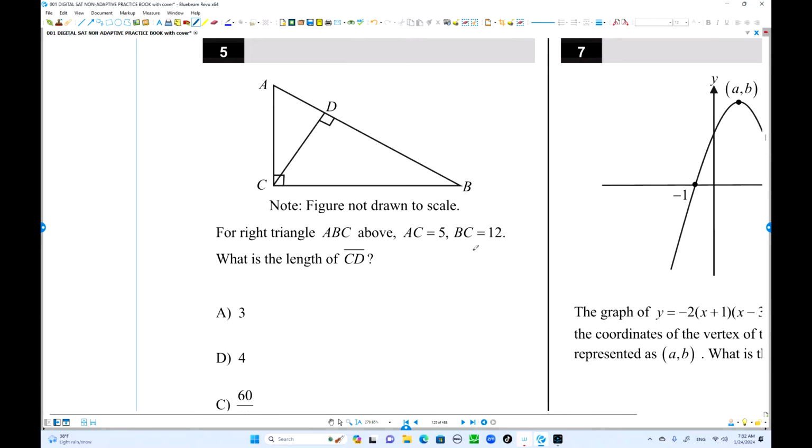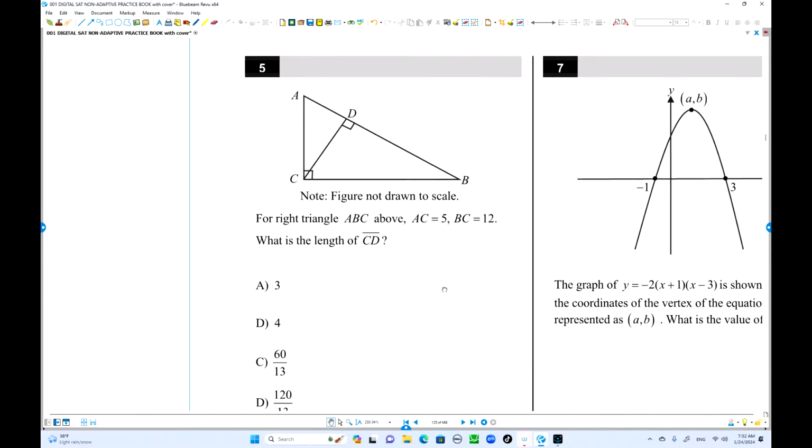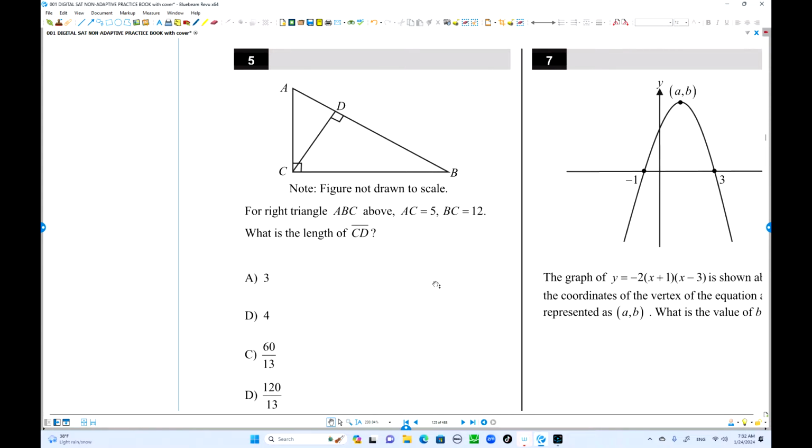Here we go, number 5. We have a right triangle ABC, with another triangle inside, and the two triangles are also right triangles. AC is 5, BC is 12. What is the length of CD? This side. I'm going to call it x. How can you find this one?